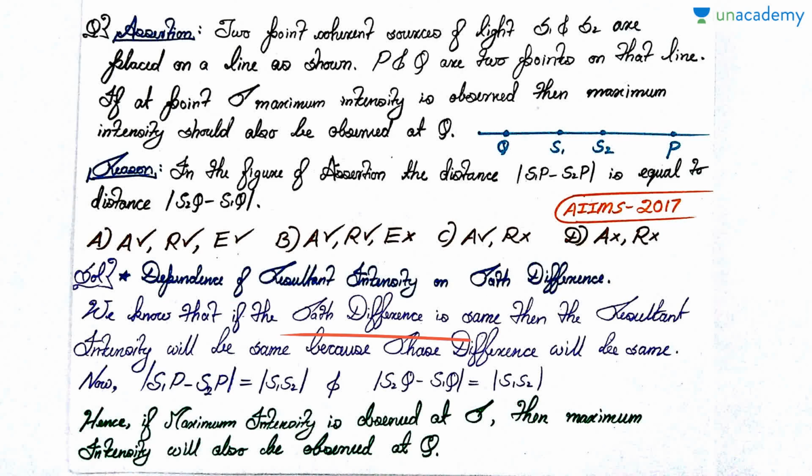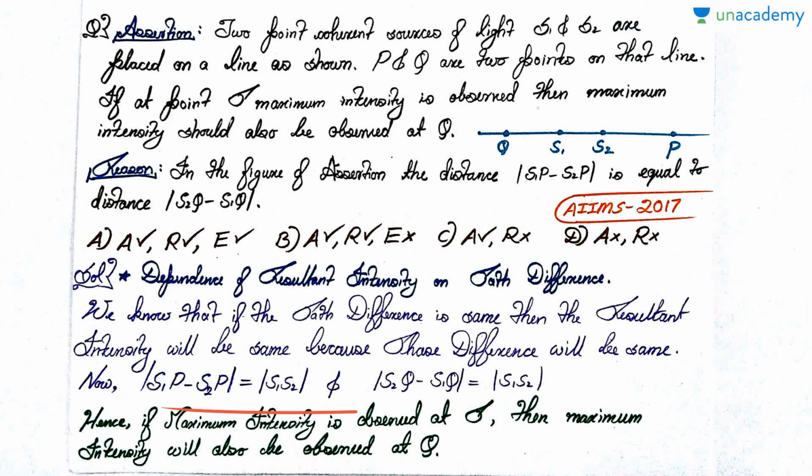Now we know that if the path difference is the same, the resultant intensity will be the same because the phase difference will be the same. If path difference is same, which means that phase difference is same. If phase difference is same, then resultant intensity at 2 points which have the same phase difference will also be the same. Now, what is the reason S1P minus S2P?